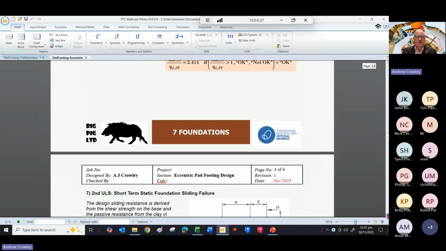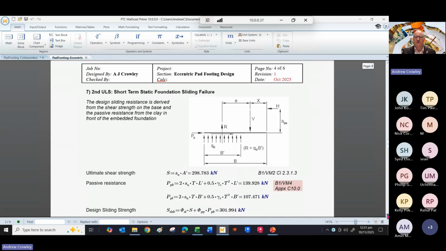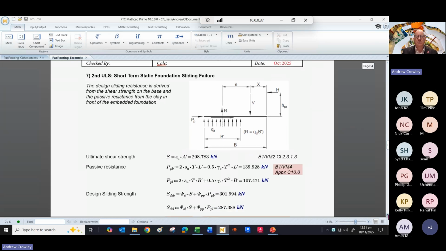Going on to our second check, which is our short-term static foundation sliding failure. So this is a similar approach to before. We're just looking at the adhesion effectively underneath the pad foundation and multiplying it by the area. We also add the passive resistance in both directions. And again, this is the adhesion multiplied by the thickness divided by the length.